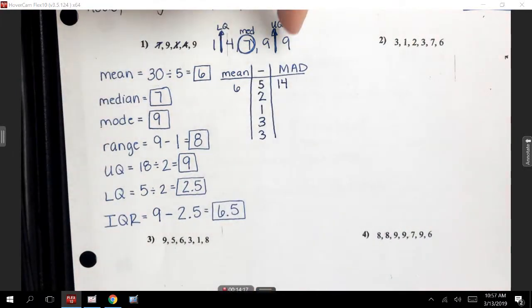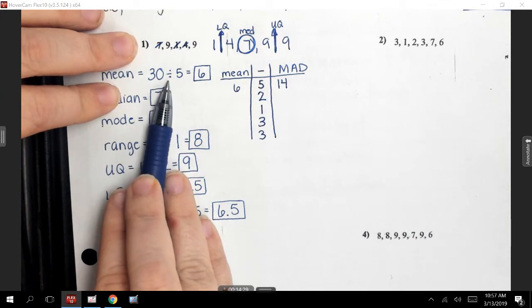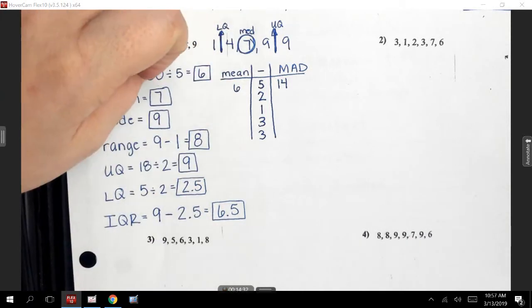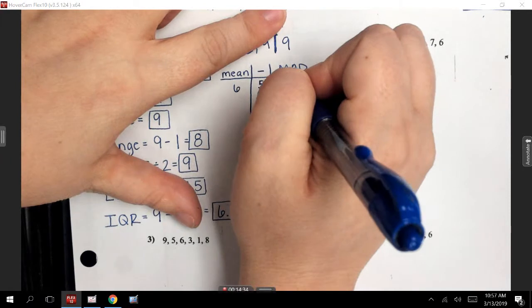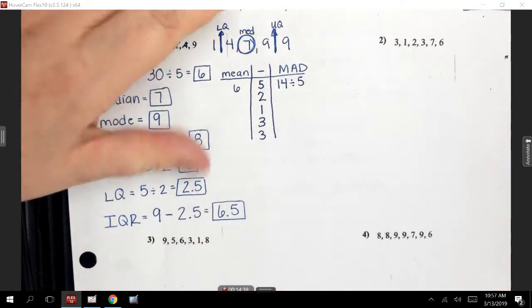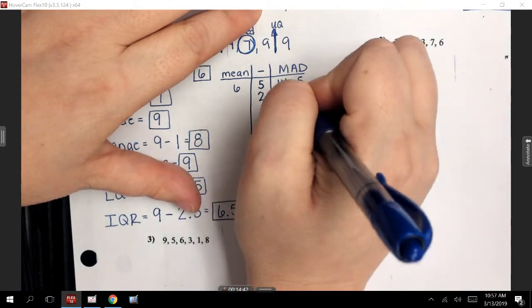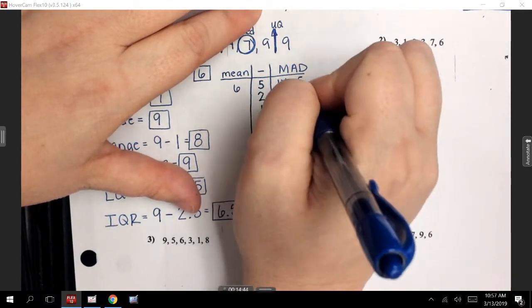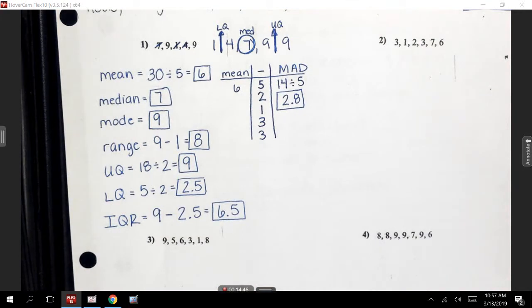All right. So Zach, on the mean, after you add them, what's the next step? Like when you're doing the mean. To divide. And how many numbers did you just add, Zach? 5. So I'm going to divide by 5. And what does that give me? What does that give me, Truett? 2.8. 2.8. And that is my mean absolute deviation. I got 0.8. 4 divided by 5. 14. Oh, 14. Okay. All right.